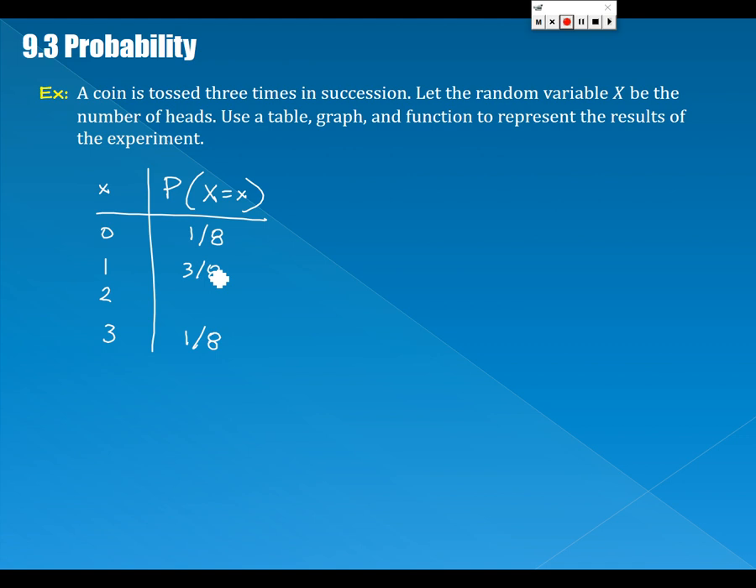Yeah, you get tails, heads, heads, or heads, tails, heads, or heads, heads, tails. Or what did I say? Tail, whatever. You get it. Tail, tail, head. Right? Whatever I meant to say. There are 3 ways to do it. It could come on the first one, second one, or third.